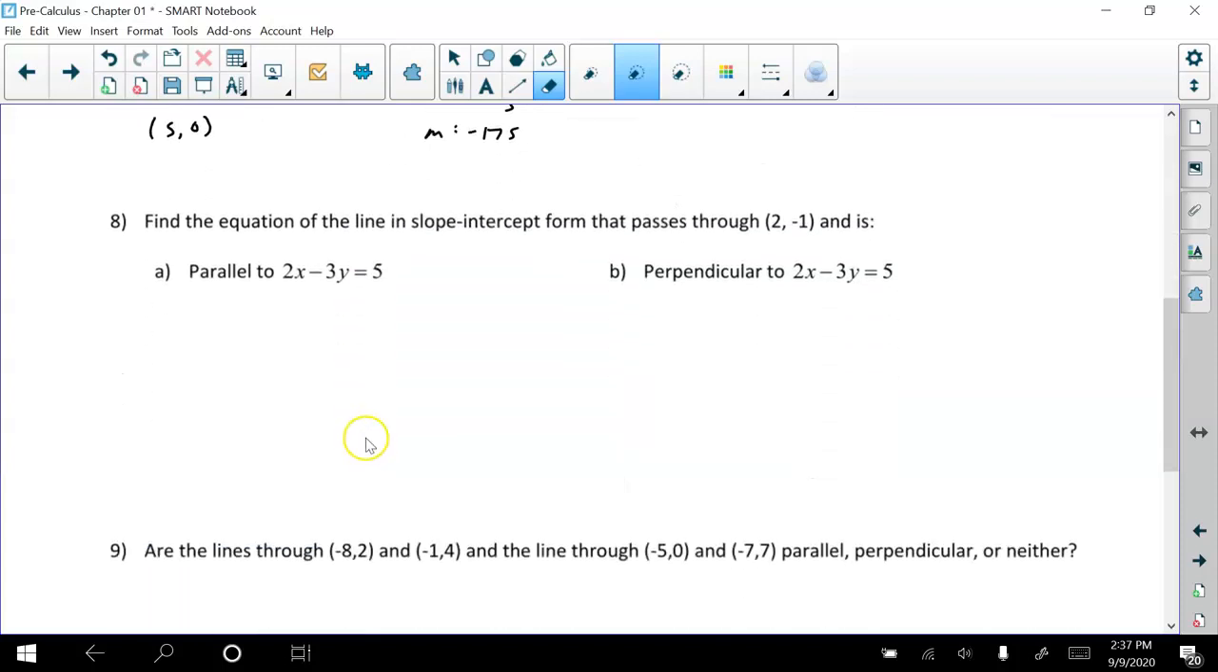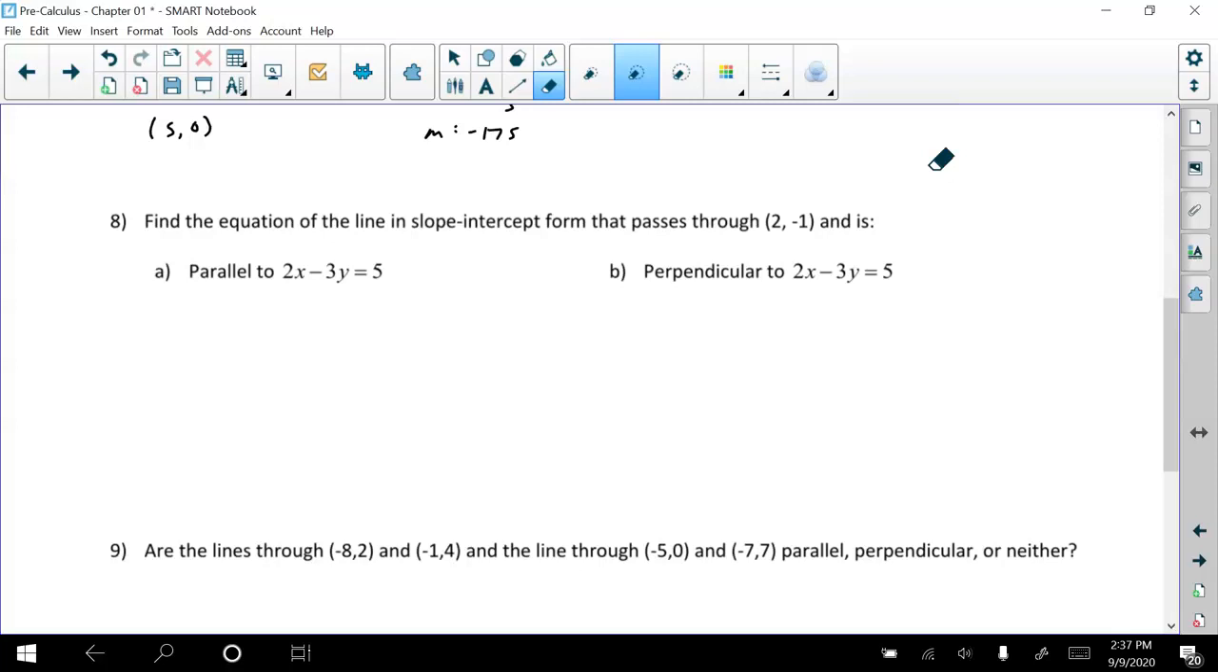Number 8. This is a 2-part question. We're looking for an equation in slope-intercept form that passes through (2, negative 1). It's parallel to 2x minus 3y equals 5 and perpendicular to 2x minus 3y equals 5. So it's parallel to the same line as it is perpendicular to. Now, parallel lines have the same slope. Perpendicular lines, their slopes are opposite reciprocals.